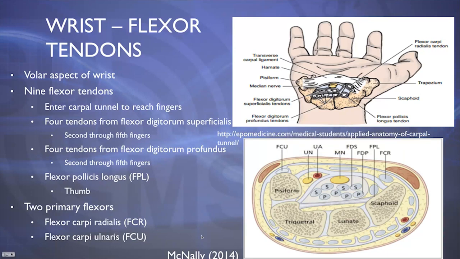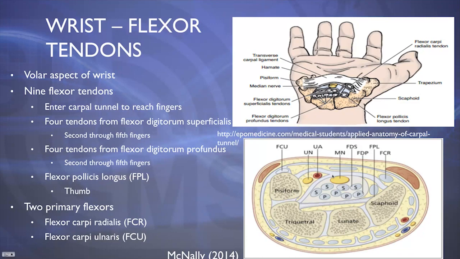Then we have 2 primary flexors that are outside of the carpal tunnel, and those are the flexor carpi radialis, which lives on the radial side of the wrist, and the flexor carpi ulnaris, which lives on the ulnar side of the wrist. The carpal tunnel itself is sheathed, and we'll go over this in a moment, by what we call the flexor retinaculum or the transverse carpal ligament, whichever literature you read.